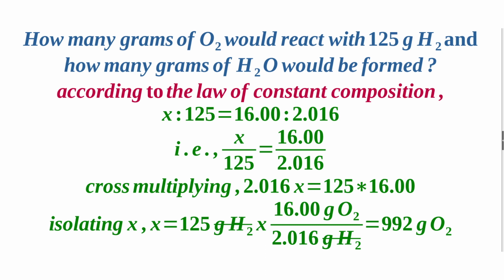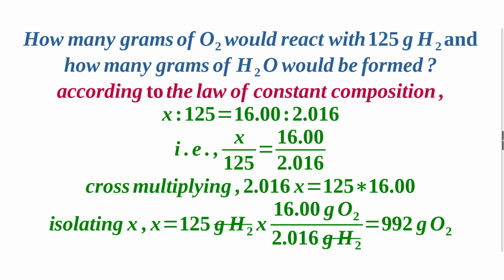Therefore, cross multiplication yields 2.016x equals 125 times 16.00. Isolating x by taking 2.016 to the other side yields 125 gram H2 times 16.00 gram O2 over 2.016 gram H2. Gram H2 gets cancelled, leaving gram O2. On simplification, one obtains 992 gram O2.